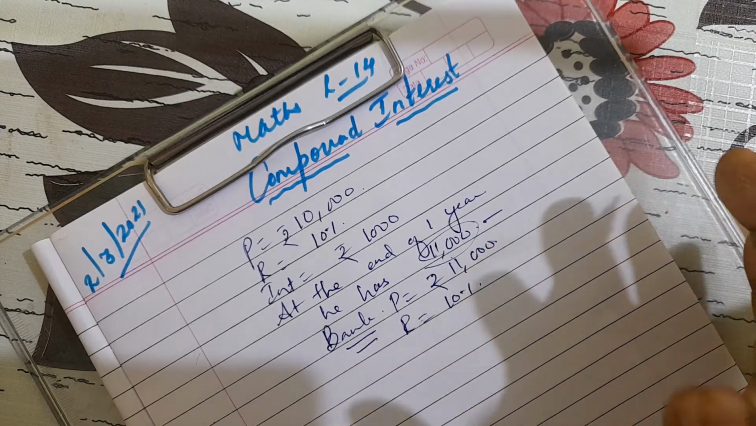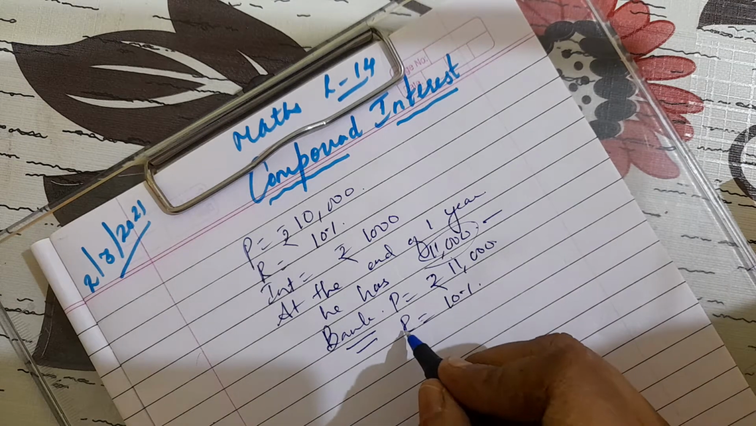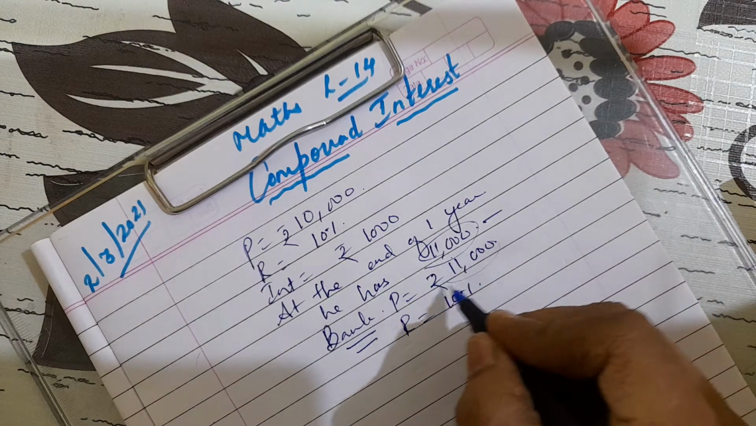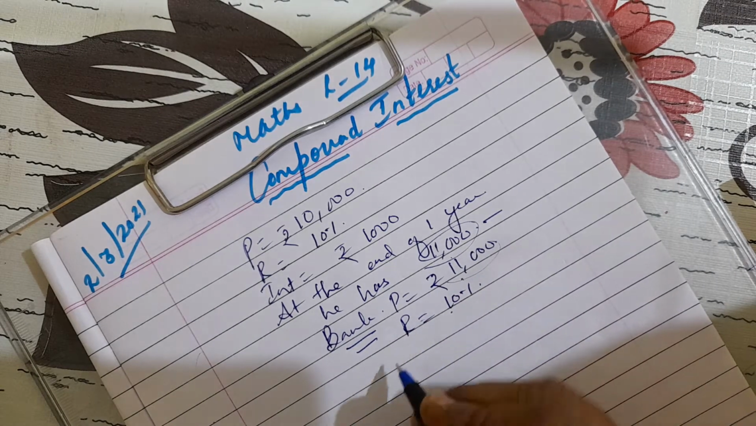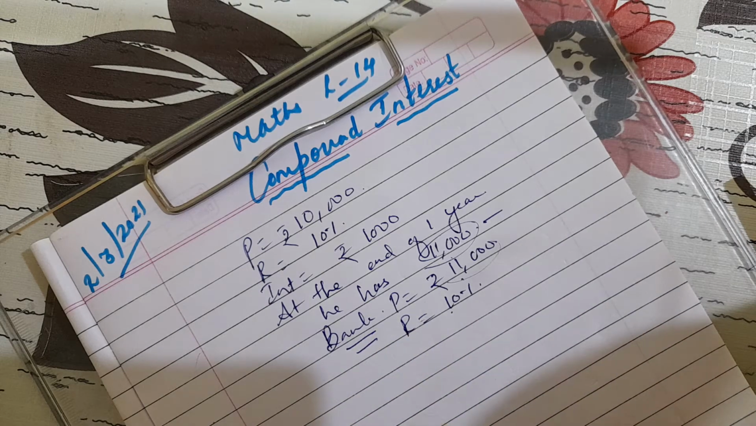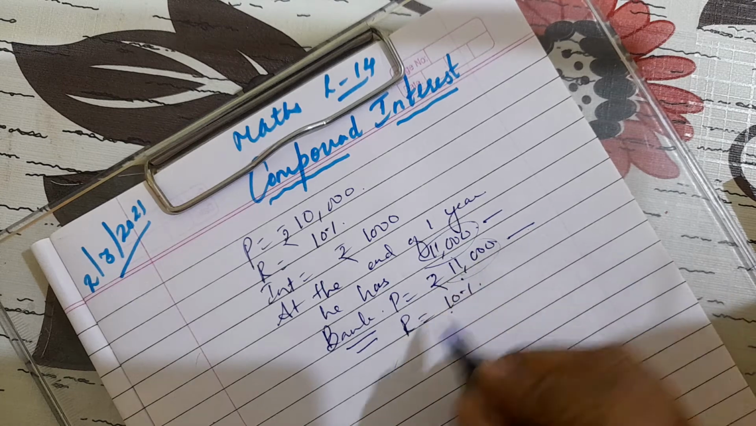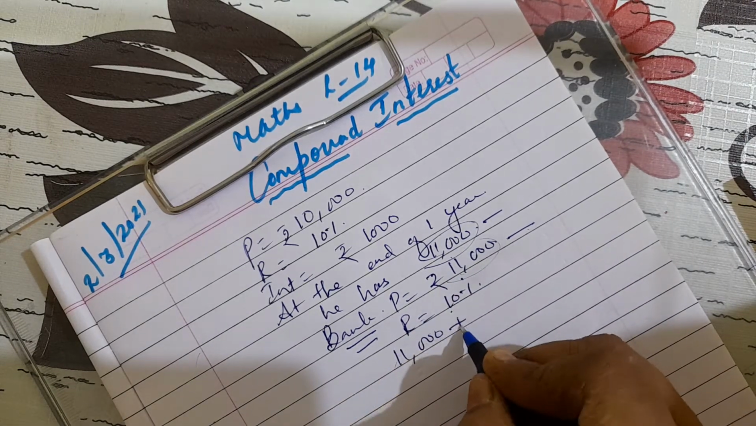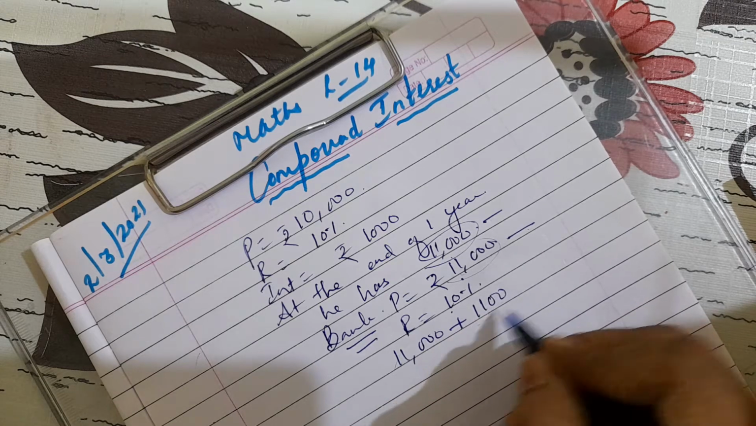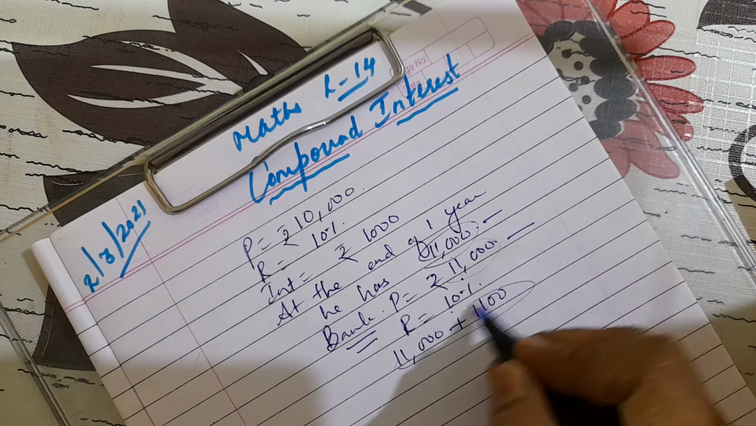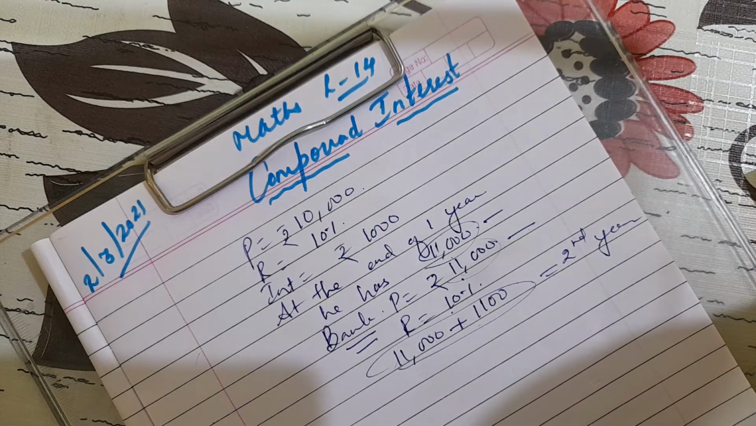At the end of the second year, at the rate of 10%, he has to pay. Now the principal is 11,000. So on this principal at the rate of 10%, how much does he have to pay? If he wants to clear his debts, he has to pay the amount, that is 11,000 plus 1100 rupees. This much he has to pay at the end of the second year to clear his debt.